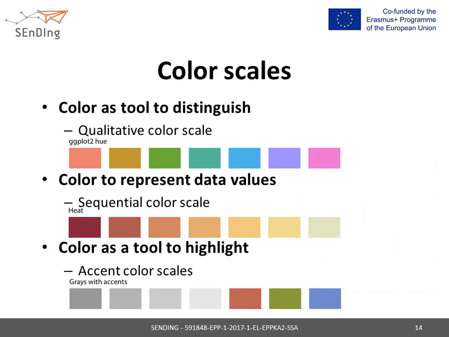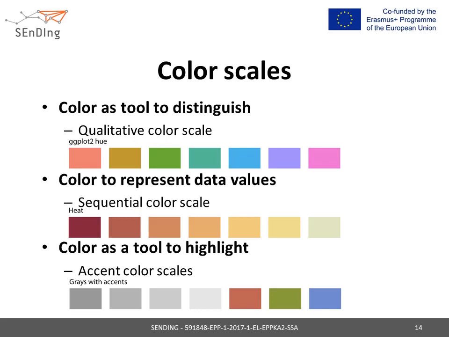There are 3 fundamental use cases for color in data visualizations. A. We can use color to distinguish groups of data from each other. B. We can use color to represent data values, and C. We can use color to highlight. The types of colors we use and the way in which we use them are quite different for these 3 cases. Color as a tool to distinguish.